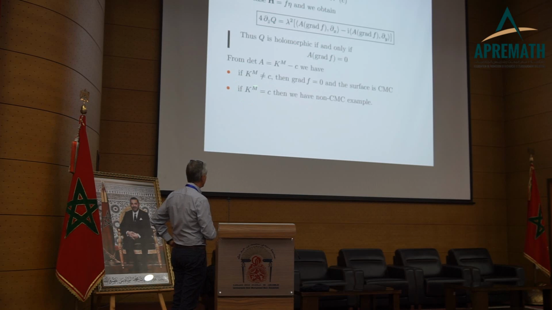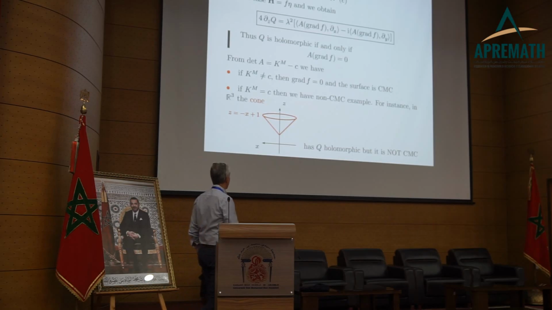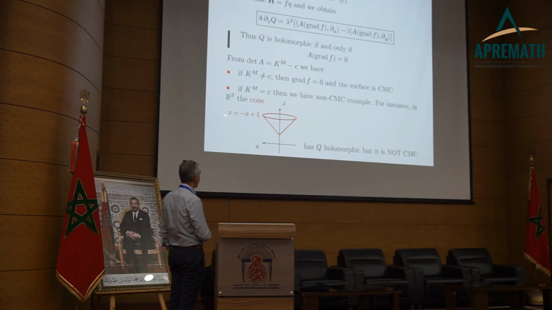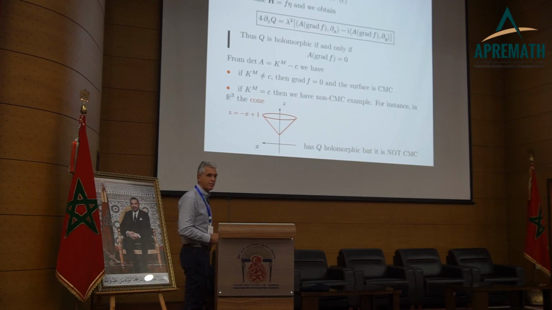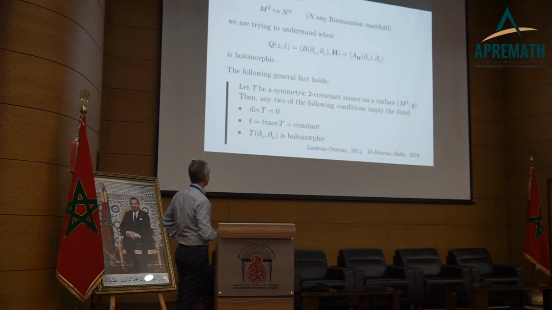But when the Gaussian curvature is equal to the curvature of the ambient space, for instance, when you have a surface in R3, which is flat, then if you just consider this cone when z is equal to minus x plus 1, this one is a surface which has Q holomorphic, but is not CMC. So this means that the other way around of this Yau-Hoffman proposition doesn't work in general. Okay, so this means that maybe there is something to do.